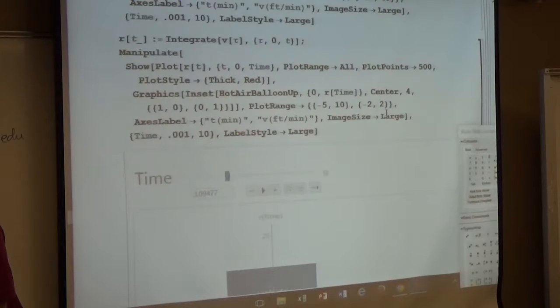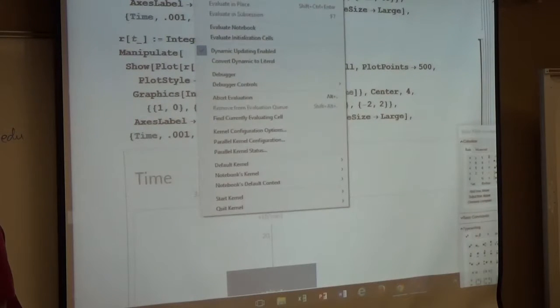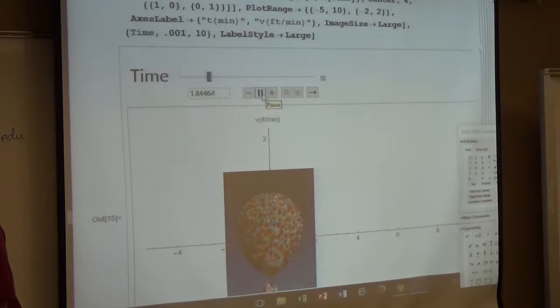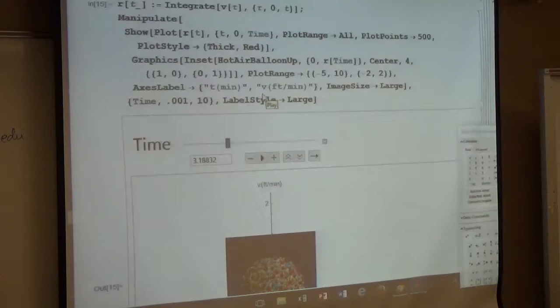Is my balloon going to be too big now? I'm not sure. Oh, why is this taking so long? Sometimes Mathematica stalls. I don't know why it's stalling now. Maybe because the other code was giving it trouble. Okay, I'm not quite sure what's wrong.